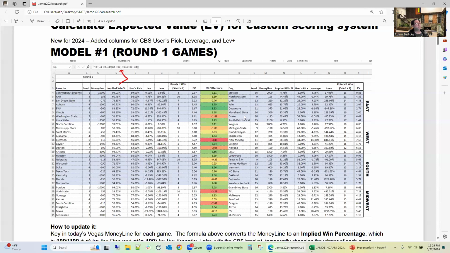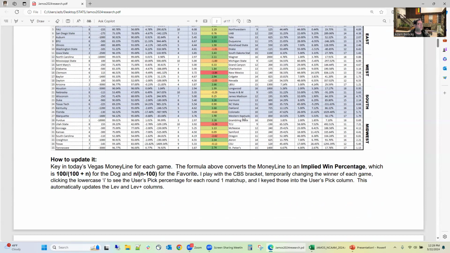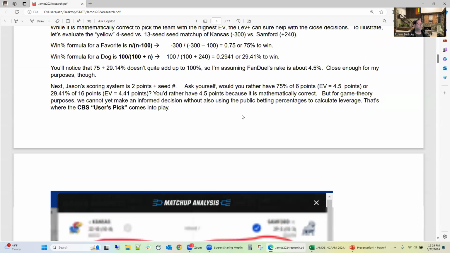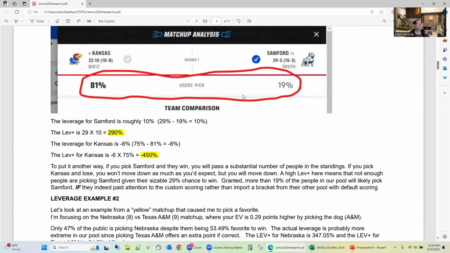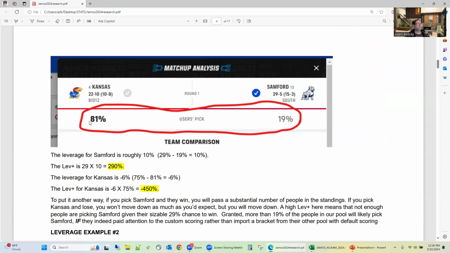It might make we need to look at something else called leverage, which I've added this year, because it's not so much a math problem of picking what has the highest probability of the highest possible points for you. You need to know what your friends are doing, what the public is doing. And we're going to talk about something called leverage, because it matters. And so I knew for this year, if you ever click on that little eye next to the games in CBS, it shows you the users' picks. And it shows you 81% of people picked Kansas and 19% picked Samford.